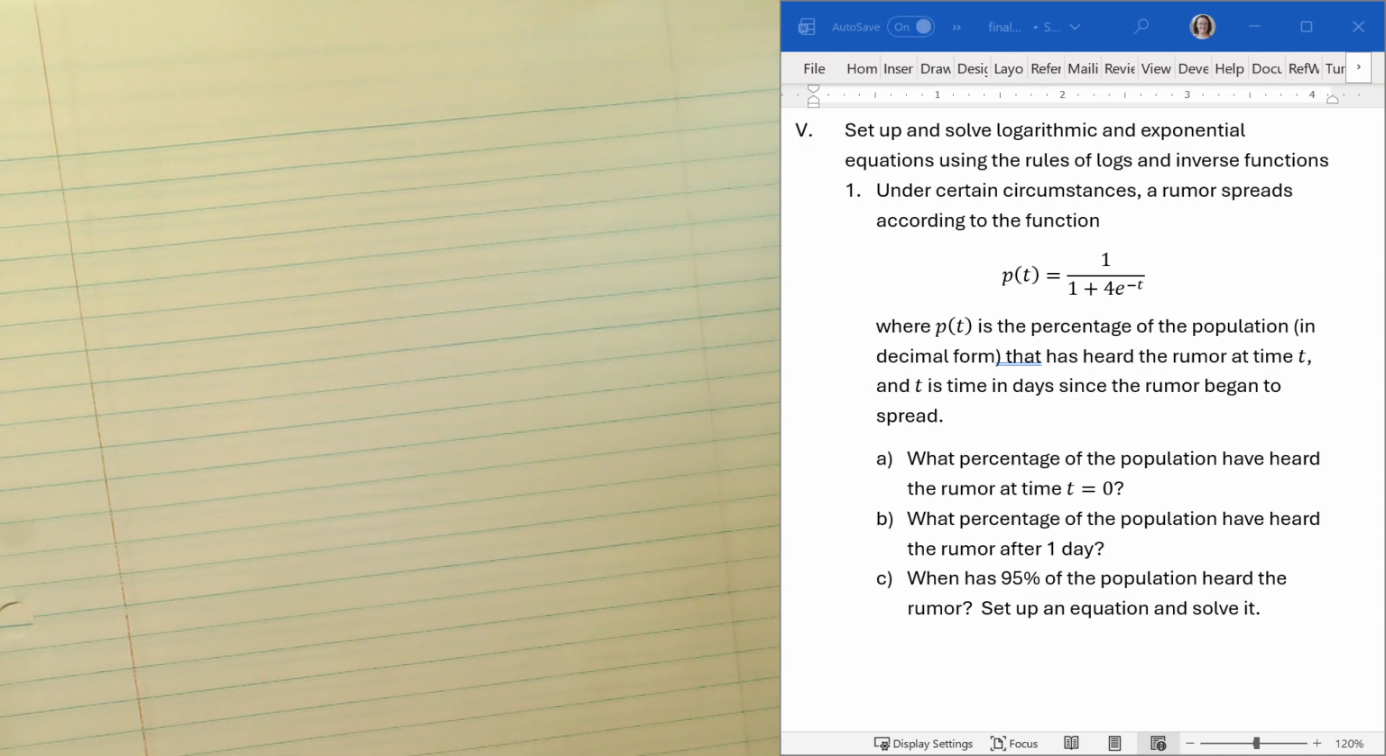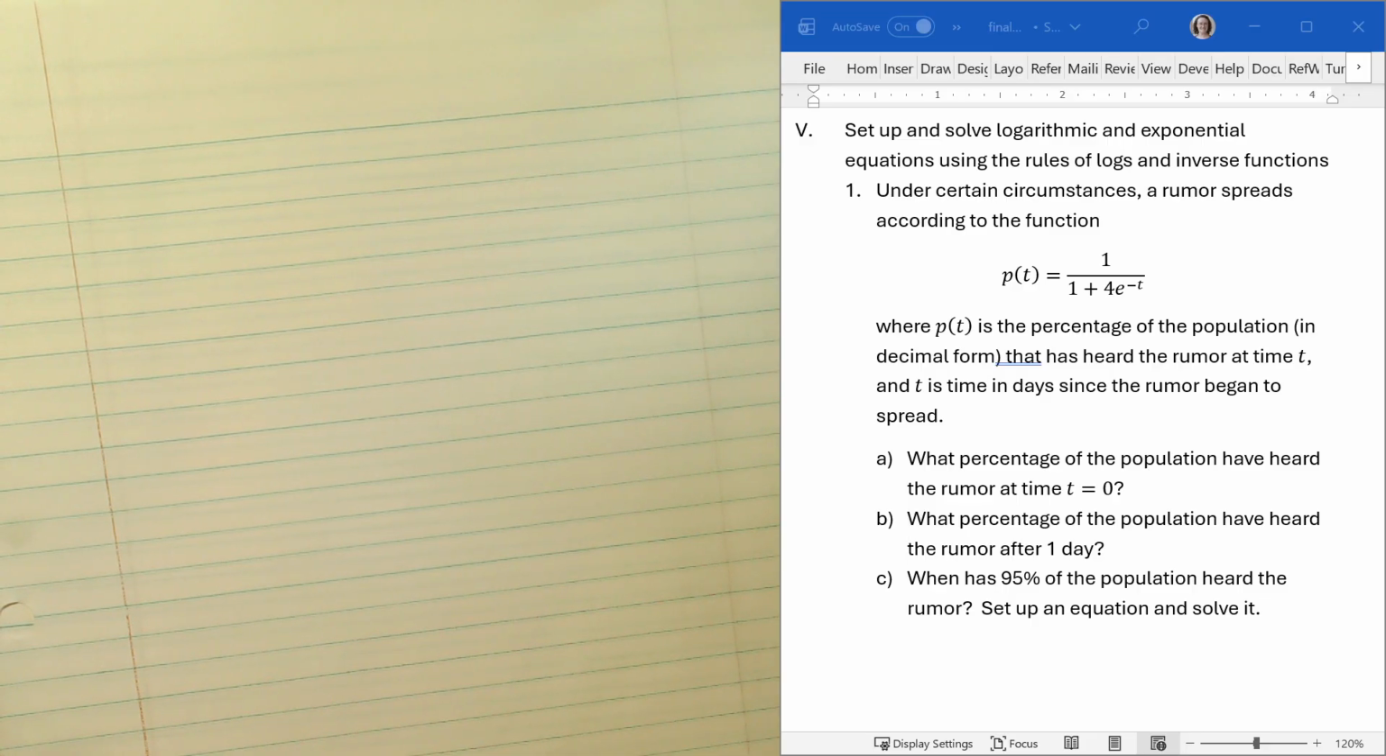Hello everyone. In this video I'm going to show you how to set up and solve some logarithmic and exponential equations using rules of logs and inverse functions. So for number 1 here we have, under certain circumstances, a rumor spreads according to this function, p of t, where p of t is the percentage of the population in decimal form that has heard the rumor at time t, and t is time in days since the rumor began to spread.